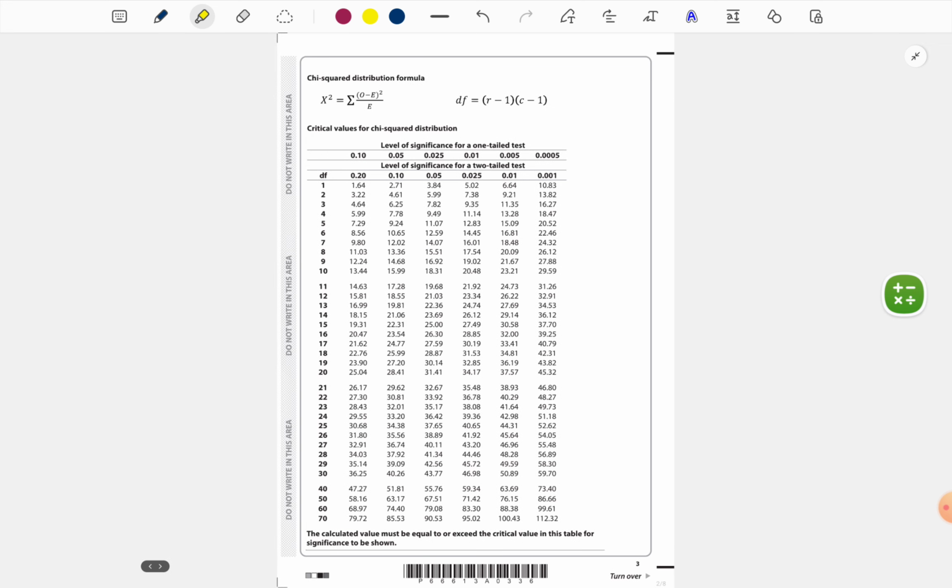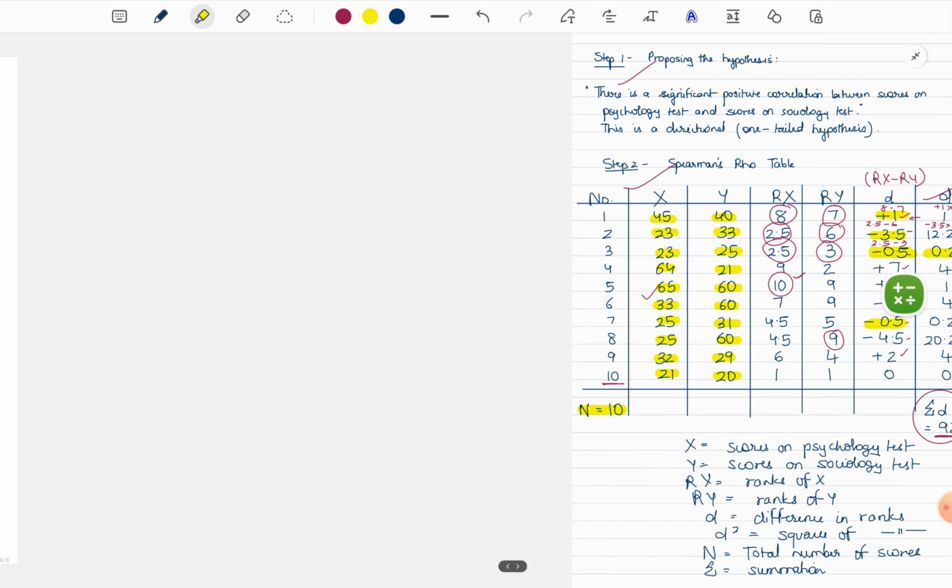I think that's it. I have covered all that I wanted to show about Spearman's rho correlation.